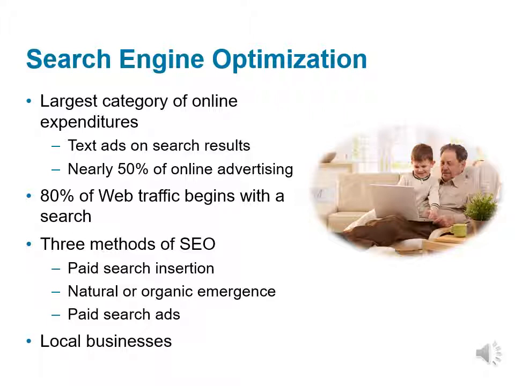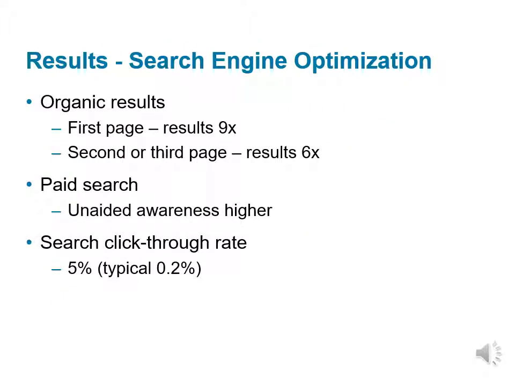It takes time to be near the top of natural or organic search results, but the method yields the best results. Search engine optimization is effective for local businesses. Organic results on a first page tend to yield 9-fold results, while second and third page results yield 6-fold results. Sales from first pages are 42% higher the first month and 100% the first 2 months.